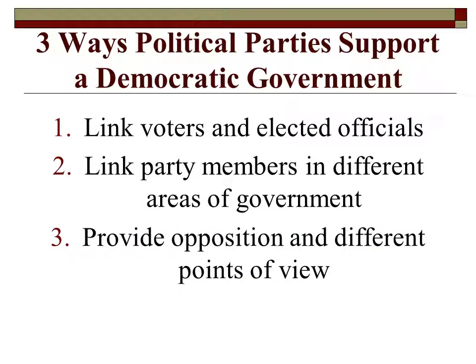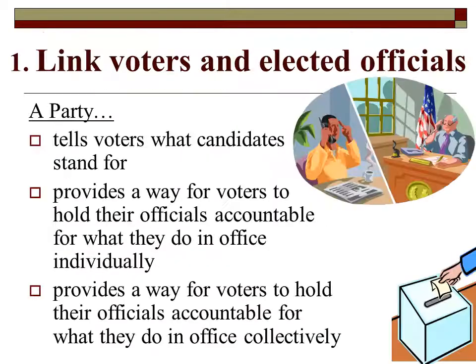There are 3 ways that political parties support a democratic government. First thing they do is they link voters and elected officials. Secondly, they link the party members, so people who are actually involved in the political party in different areas of government. And third, they provide opposition and different points of view. Let's look at each of these separately.